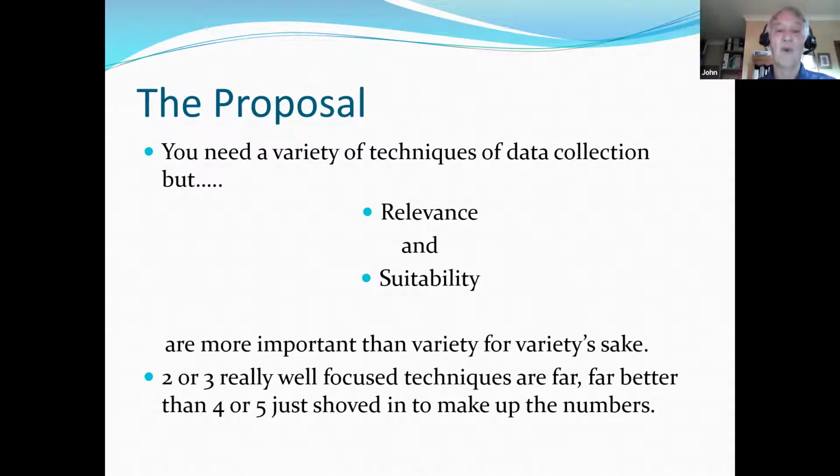It's got to be more than 1. You've got to have more than 1 technique, but 2 or 3 is the ideal number. Go up to 4 if you must, if you need to. I wouldn't go up to 5, not by any means. You are getting too complicated if you get up to 5.